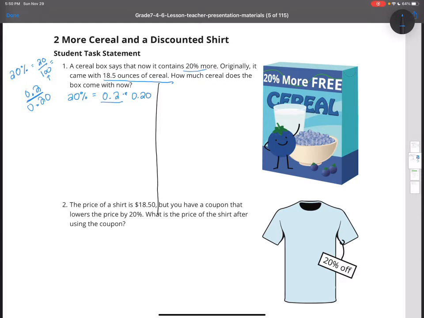So I'm going to be multiplying, and I'm going to write this question: what is 20% of 18.5? To figure that out, I'm going to multiply 18.5 times, and I'm going to exaggerate my multiplication symbol so you don't get confused with my decimal symbol, 0.2. When I multiply that, I like to set mine up vertically.